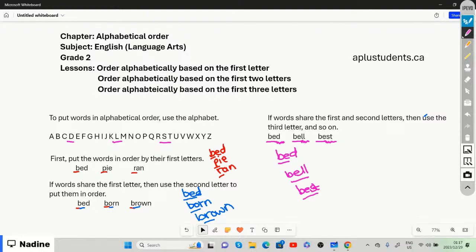And if the words share the first and the second letters, then we need to use the third letters and so on. But remember, to put the words in alphabetical order, we need to use the alphabet. And in order for us to use the alphabet, you need to know the alphabet in order from A to Z.